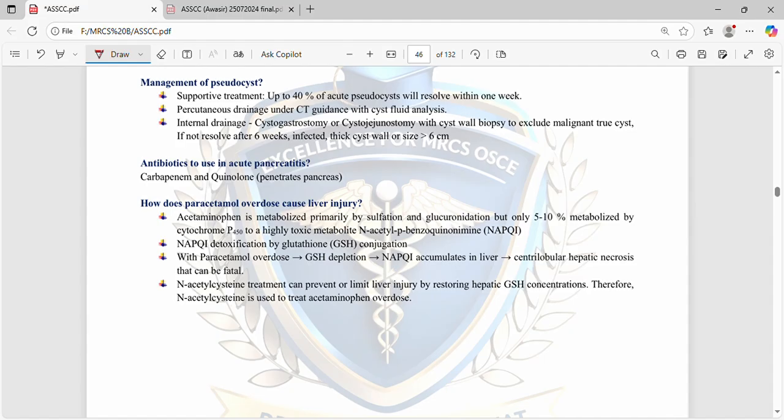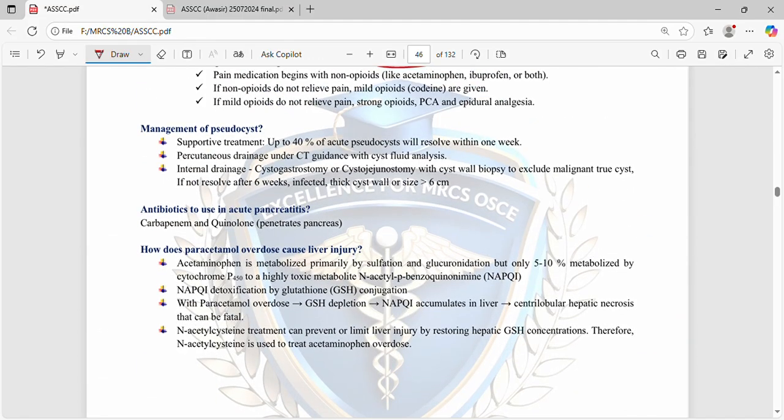How does a paracetamol overdose cause liver damage? Acetaminophen is metabolized primarily by sulfation and glucuronidation in the liver, but only 5 to 10% is metabolized by cytochrome P450 to a highly toxic metabolite, N-acetyl-p-benzoquinone imine. Its detoxification is done by glutathione conjugation, as you can see here.